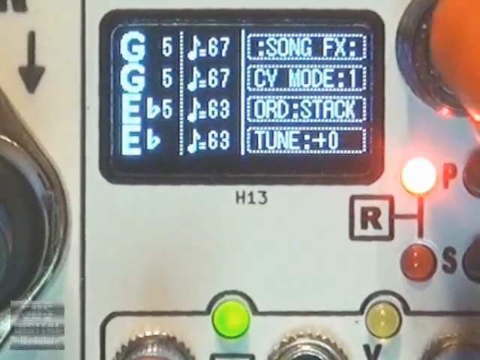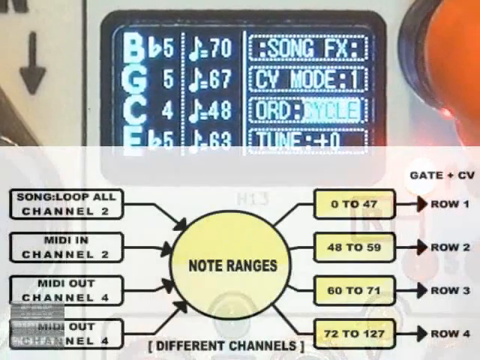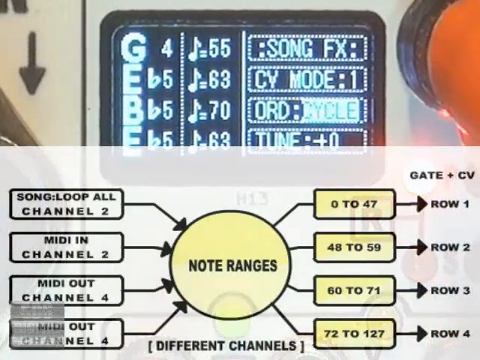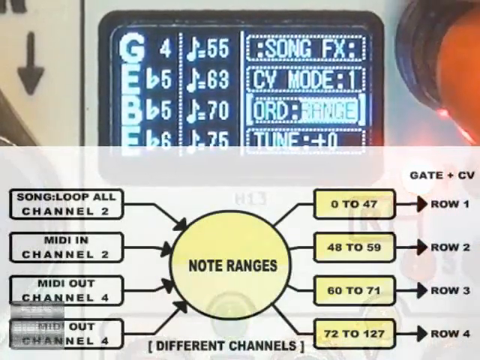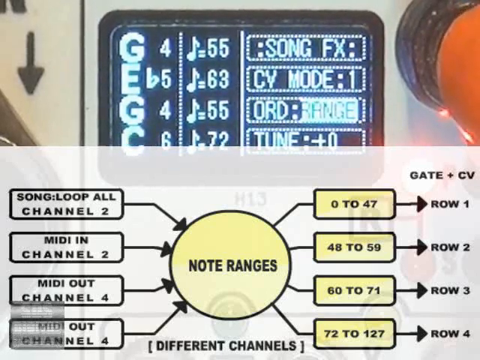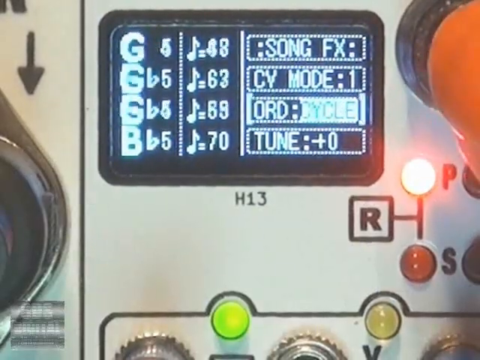The next CV mode order is range, but I'll skip over that as it just sends notes to jacks according to their note region, like a 4-way split keyboard. Most are going to row 4 because they're high.